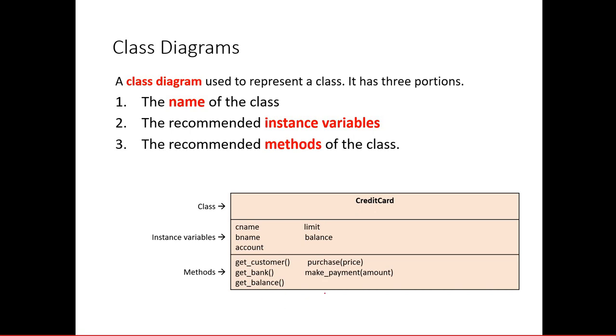Then you can perform actions, which we call methods. Now you can get the customer name, you can get the bank name, you can make purchases using the credit card, and also you can settle the credit card by making a payment. So when you talk about a class, you can have instance variables, and then a set of methods. So then you can create one entity, and by creating objects from this, you can represent different credit cards. Sometimes we might carry multiple credit cards, so we can make use of the same class to create different objects for different credit cards.